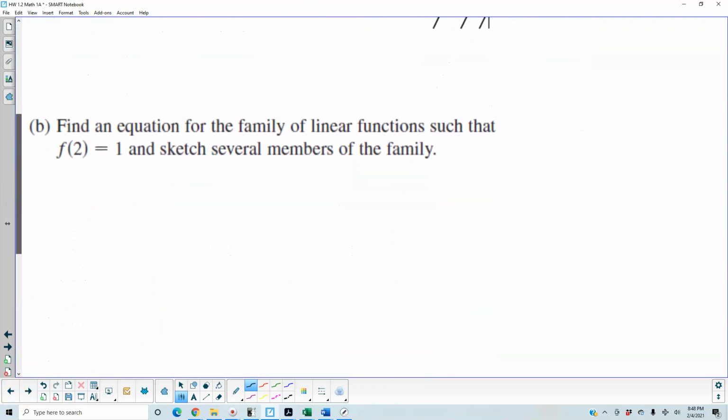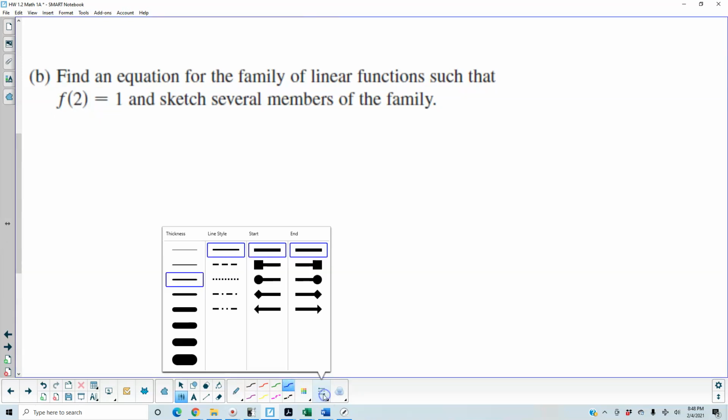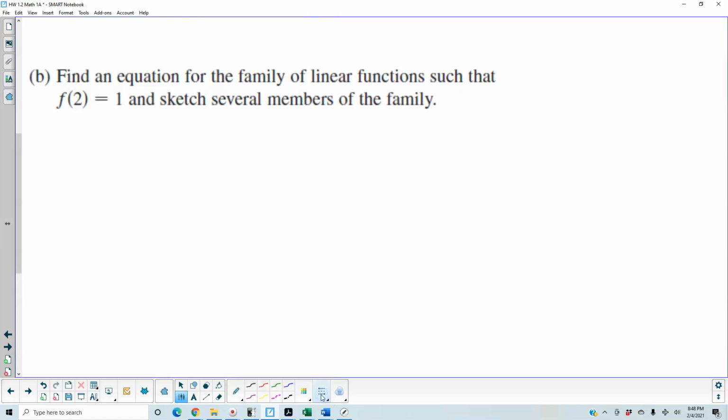Part B, it says find an equation for the family of linear functions such that f of 2 is equal to 1. Well, if we look at f of 2 is equal to 1, that tells us that the ordered pair, 2, which is the x value, and the y value of 1, which is (2, 1), is on the line. So what we need to do is look at the point slope form.